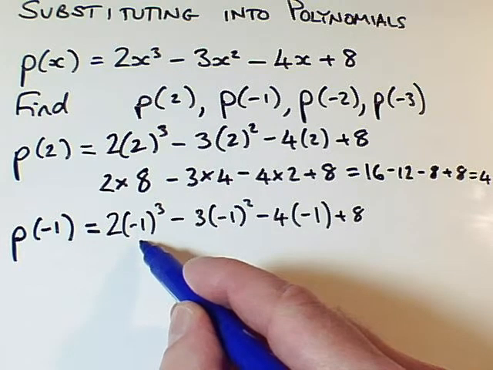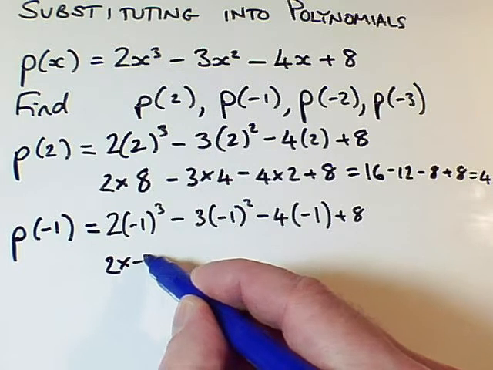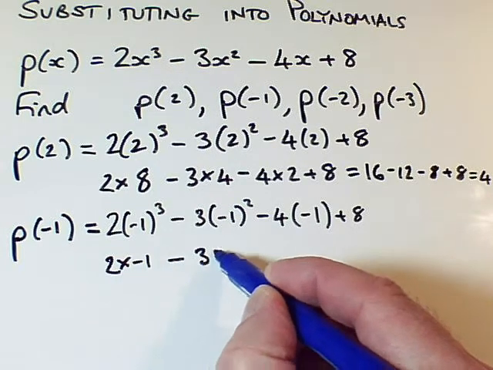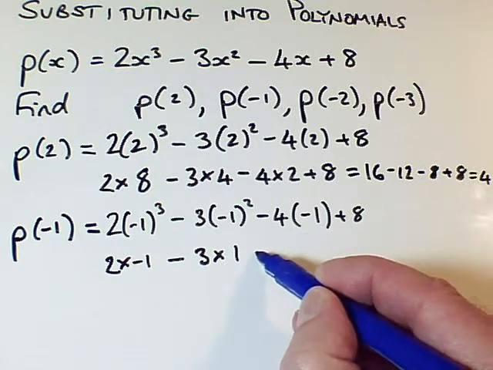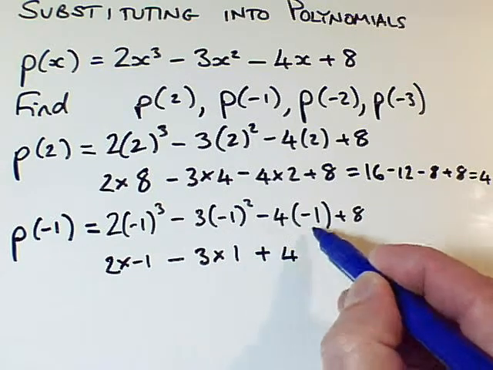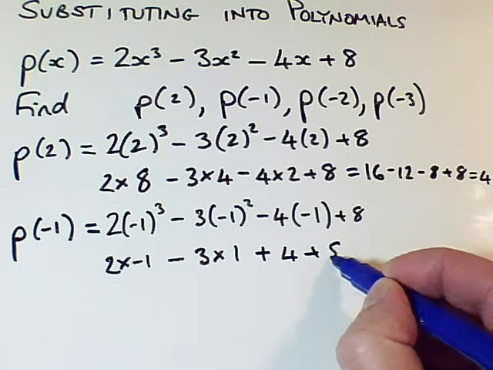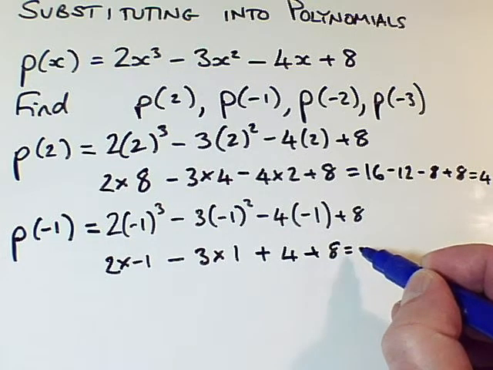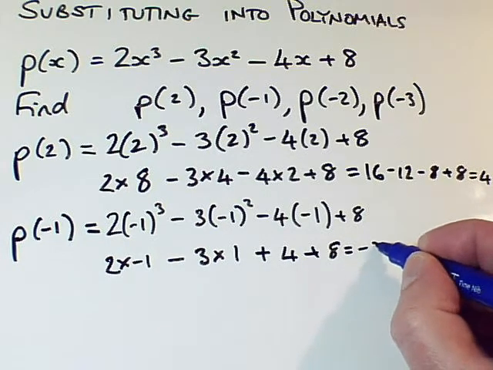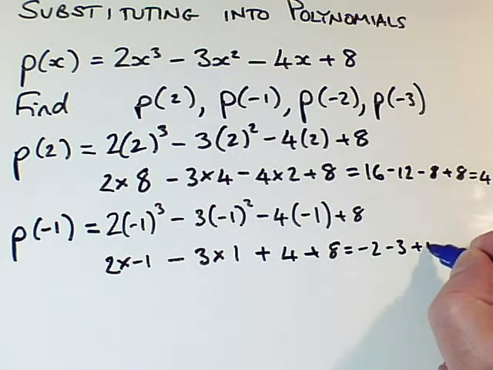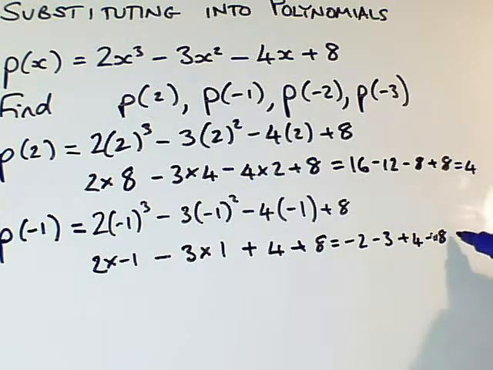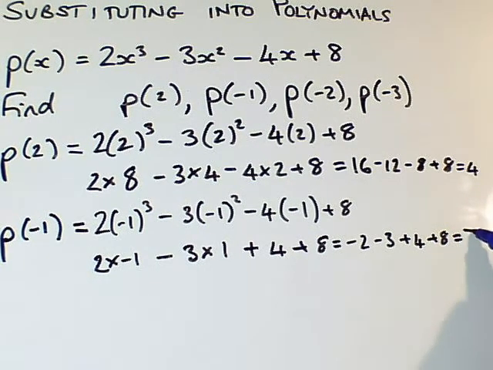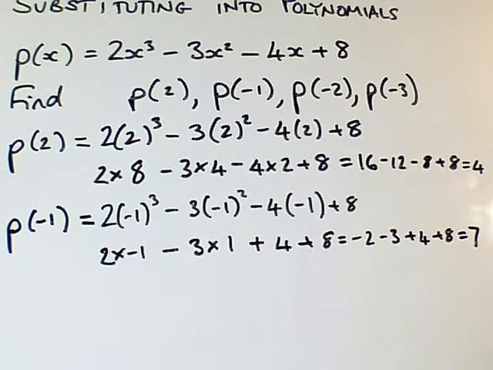This is going to be 2 times minus 1, minus 3 times plus 1, minus 4 times minus 1, I can actually do in my head, that's plus 4, minus times a minus gives a plus 8. So this becomes 2 times minus 1 is minus 2, minus 3, plus 4, plus 8, which all adds up to minus 5 plus 12 is going to be plus 7. Okay, so I think we've got the idea.